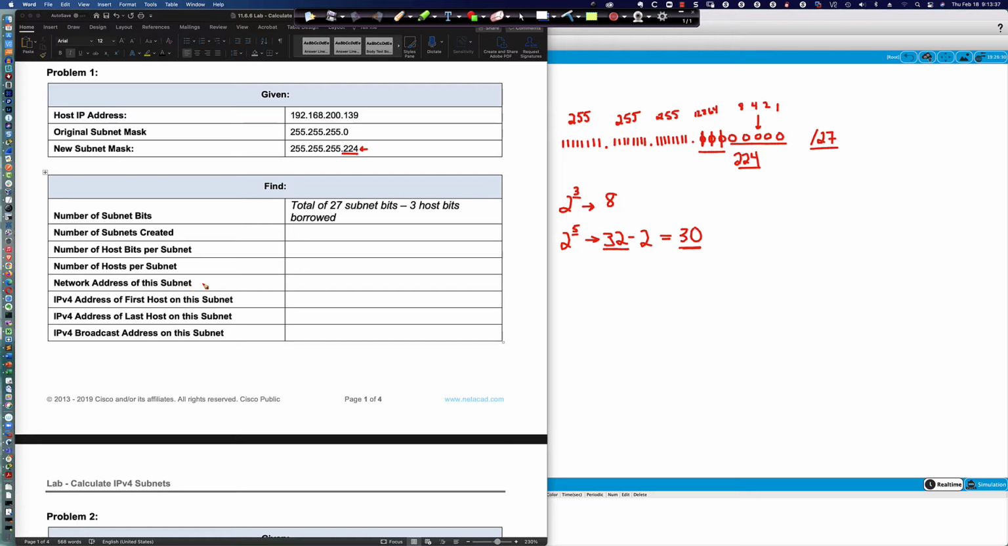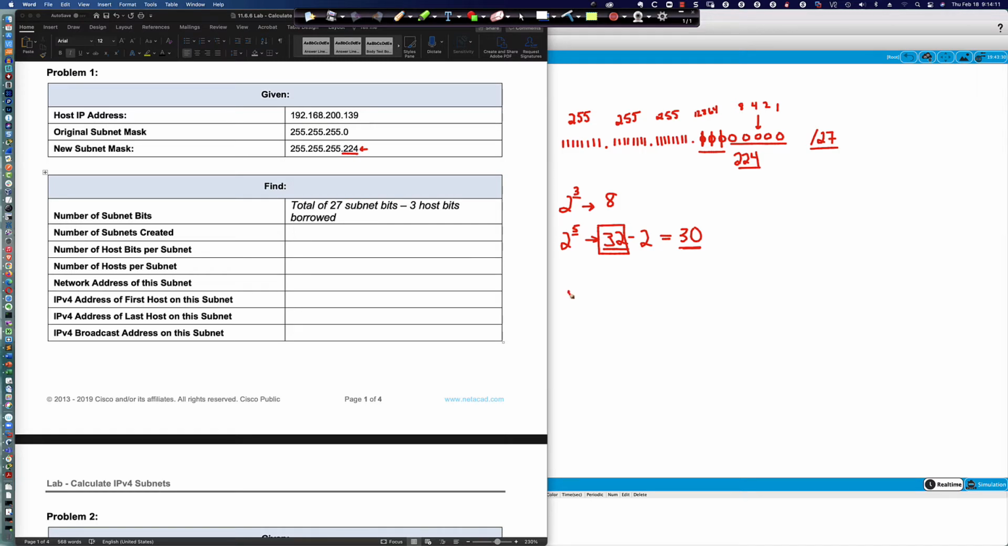Well, for this, we need to know the block size. And the block size is very, very easy to figure out. We have it already. The block size is simply 2 raised to the number of host bits without subtracting 2. And it's that easy, right? So the block size becomes important because here's how we figure out our 8 subnet IDs.